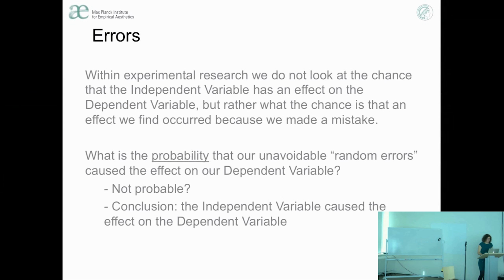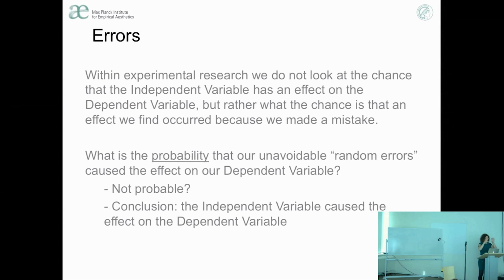Now, the assumption that we will always make mistakes is not strange per se. However, it does change the way that we run statistical tests. With statistical tests, we do not test what the chance is that our independent variable had an effect on our dependent variable, but what the chance is that the effect we found was due to random error. So it's a little bit roundabout, but it's the only way in which we can take our errors into account in our analysis. That's basically what the first line says there.